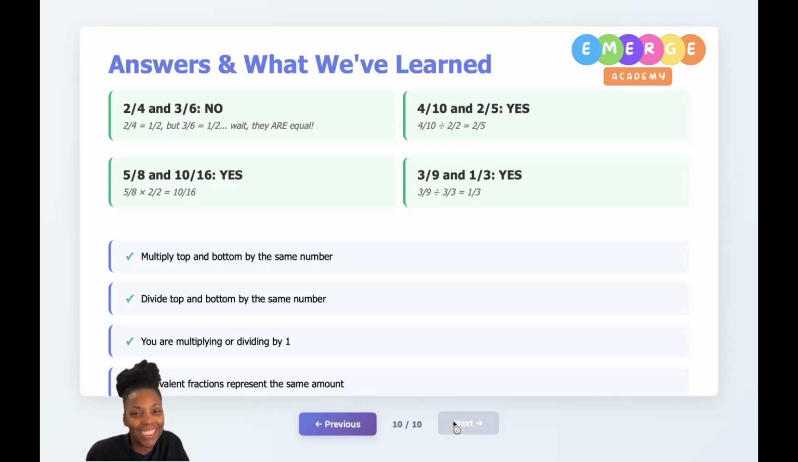I really hope you've enjoyed this lesson today. Let's have a quick recap on what we learned today. We learned that equivalent fractions represent the same amount, and that we can either multiply or divide the top and bottom number by the same number to get an equivalent fraction. When we multiply, it's called scaling up. And when we divide, it's called scaling down or simplifying. And we are always multiplying or dividing by 1. Excellent work. You can now find equivalent fractions with confidence.